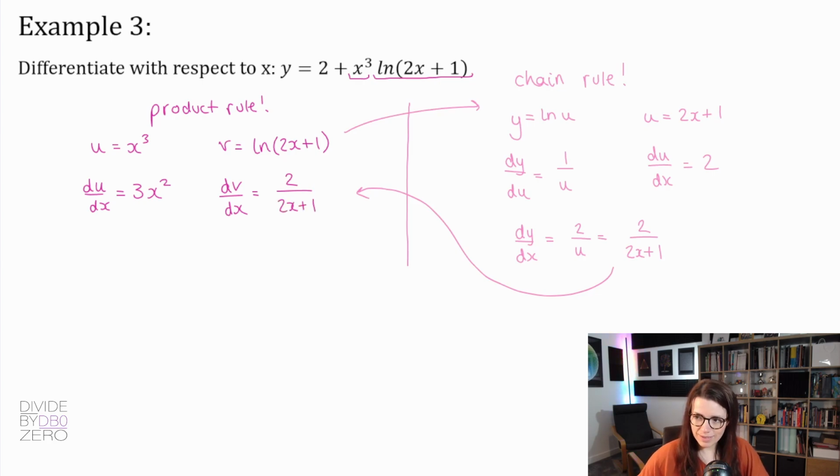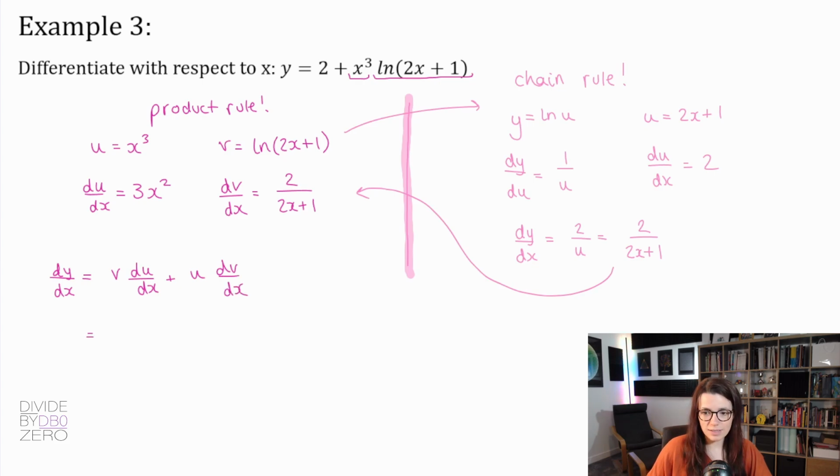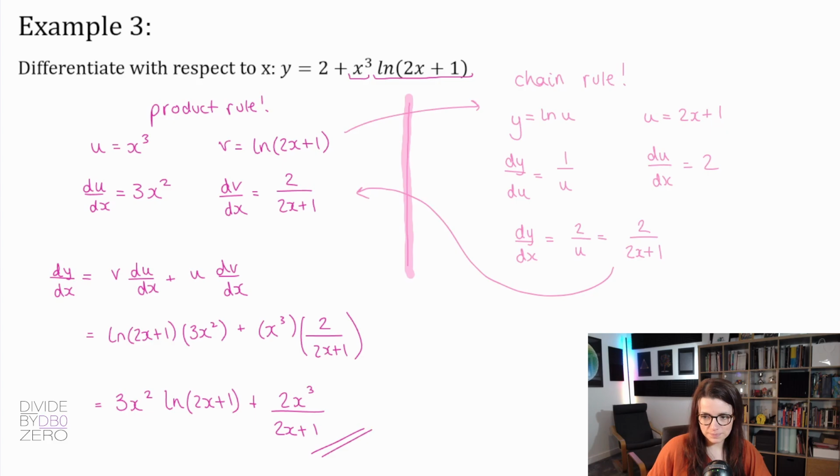Definitely recommend having that distinct separation in your working out so that you don't get confused with which u is which and which v is which, for example. Then you can go ahead and do your product rule. So dy dx equals v du dx plus u dv dx. And this part is nice now that we have everything written out, just need to stay concentrating and insert the algebra where it needs to go. Tidy up as much as possible, and you get this for your final answer.